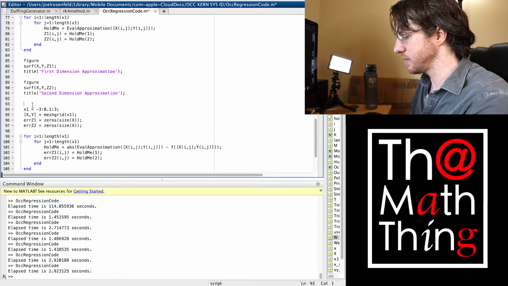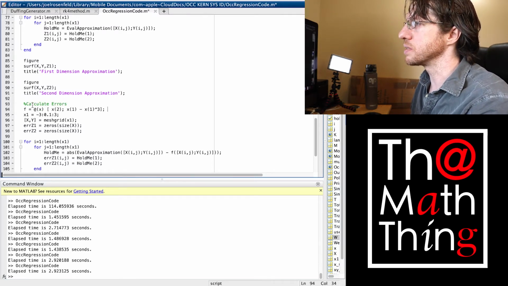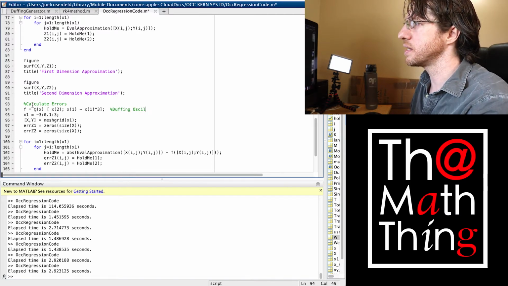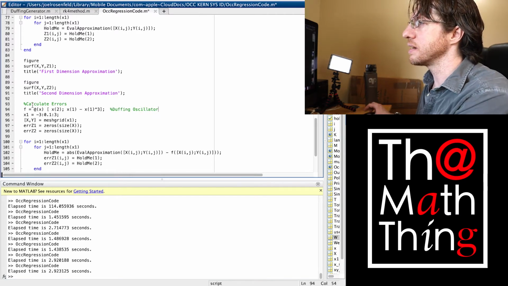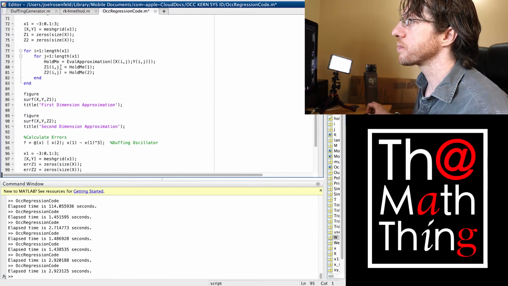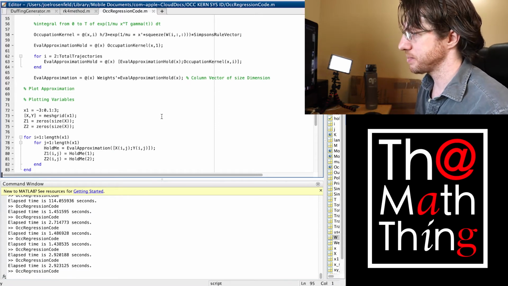And like I said before, for calculating the error, I'm going to have to do this again. So I'm going to say calculate errors, and this is my Duffing oscillator, and you can see that this is going to do really well really quick. So let's go ahead and push play. And let's see what we get.